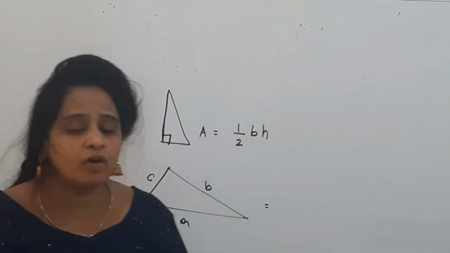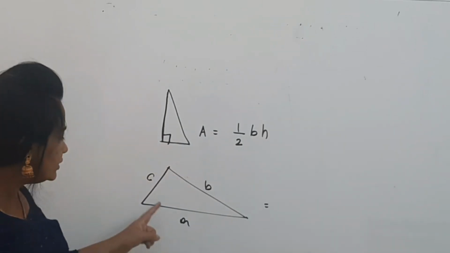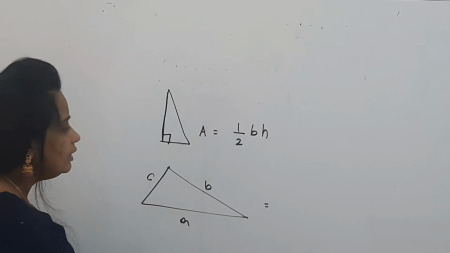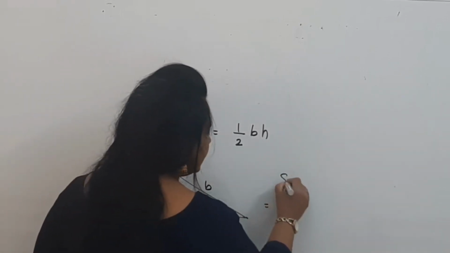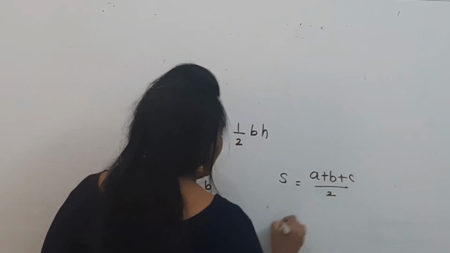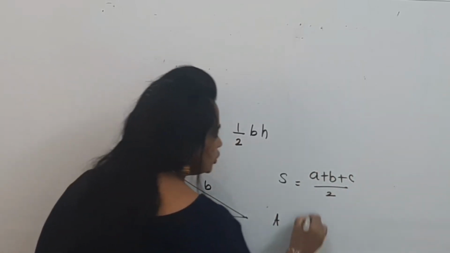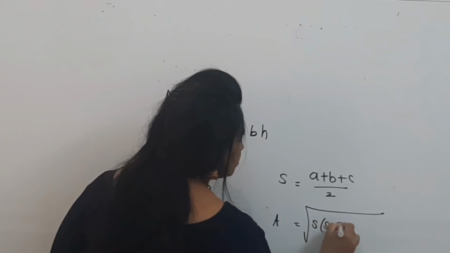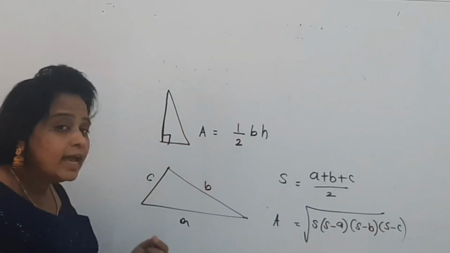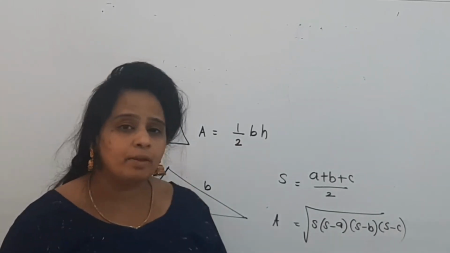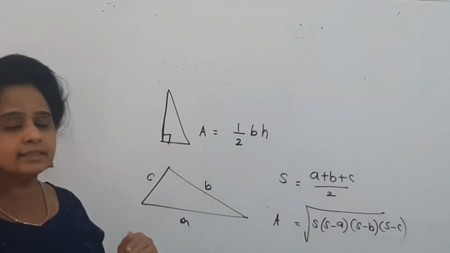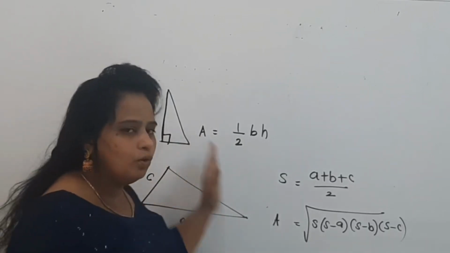There comes Heron's formula. A, B, C, the 3 side measurements, are given. Then you will go with S is equal to (A plus B plus C) divided by 2, and the area is equal to the square root of S into (S minus A) into (S minus B) into (S minus C). What is S here? S is the semi-perimeter. So 2S is the perimeter, S is the semi-perimeter. Hope you know all this.